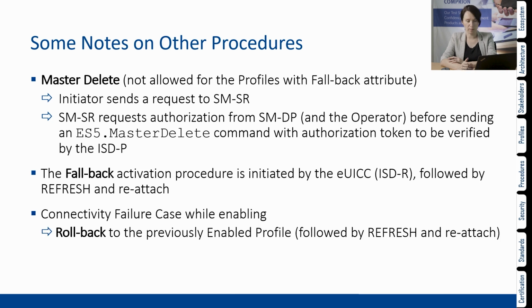This is the so-called rollback procedure. It's a bit different from the fallback, because it is not about connectivity loss. It happens while enabling a profile. You try to enable a new profile, and then something goes wrong, so this profile is not enabled at all. Then the procedure is for rolling back to the previously enabled profile. This will again be followed by the refresh and reattach. So it's as if nothing happened, because enabling a new profile didn't work.